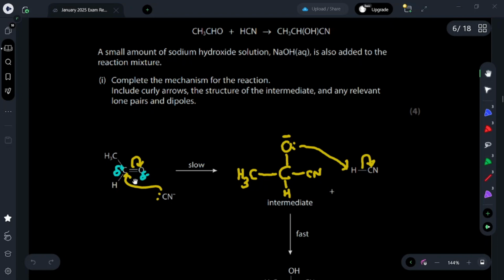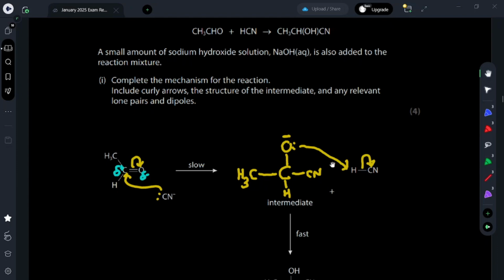We're supposed to show a curly arrow from the lone pair of the cyanide ion all the way to the carbon. Make sure the direction is correct, to the carbon. Then we are going to have another curly arrow from the double bond of the C and O of the carbonyl to the O.